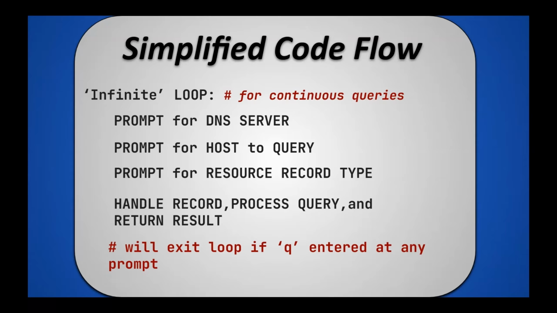And a little note here about exiting the loop. Of course, no infinite loop is really infinite. It's going to exit the loop if a lowercase q is entered at any of the prompts. I've got all the prompts set up so that if you enter q at any of them, it's going to exit. That'll be the mechanism by which you exit the loop. So this is the plan of attack here, and now I'm going to get into the actual code. Stay tuned.